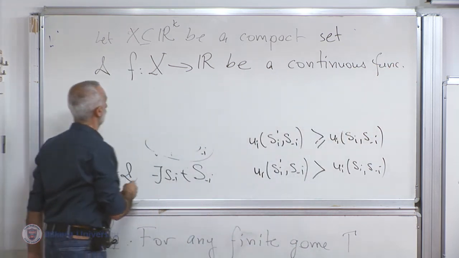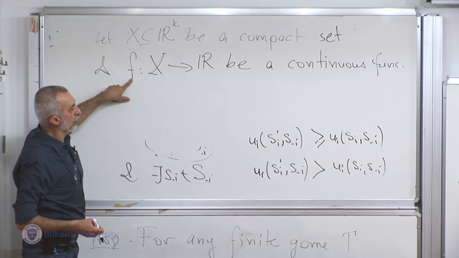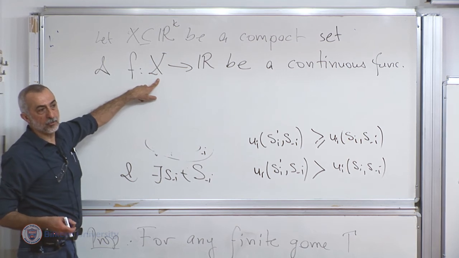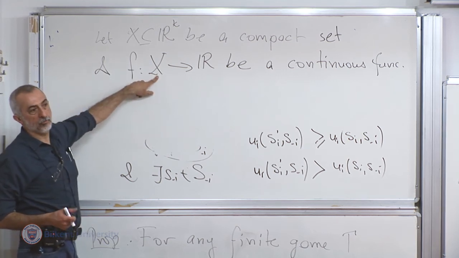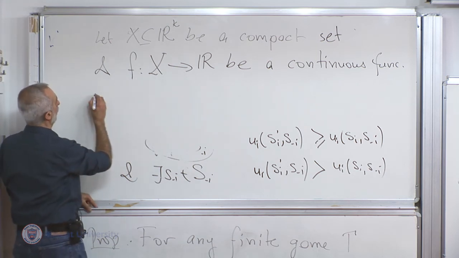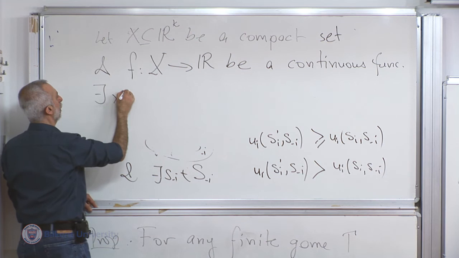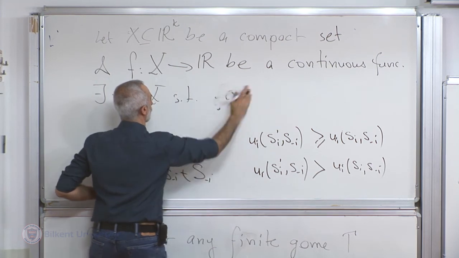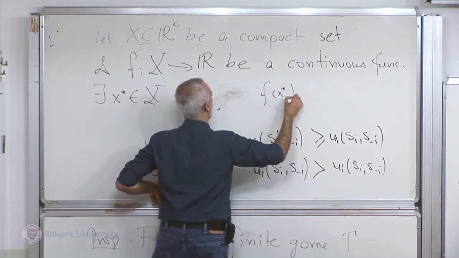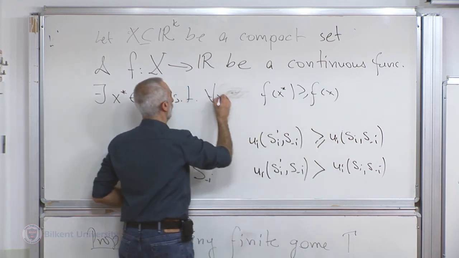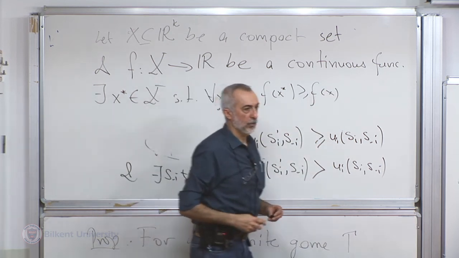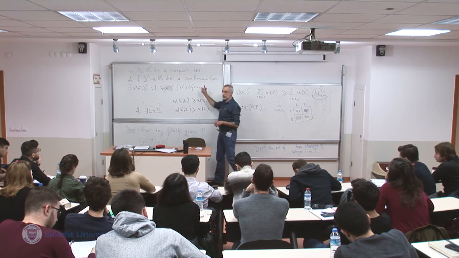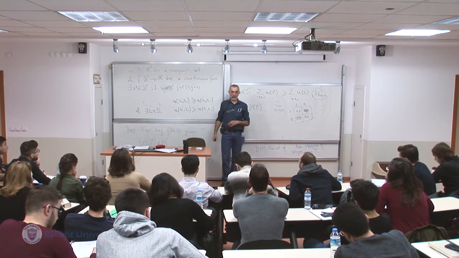Function. Okay, so if X is compact and F is a continuous function on X, then Weierstrass tells us that F has a maximizer over X. Then there exists an X star in X such that F of X star is greater or equal to F of X for every X in X. Okay, so if your domain is compact, that is closed and bounded, and your function is continuous, we are guaranteed the existence of a maximizer.